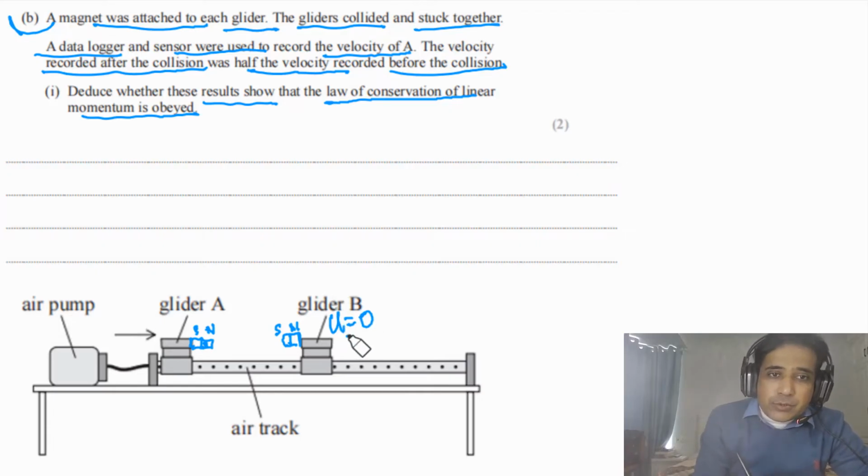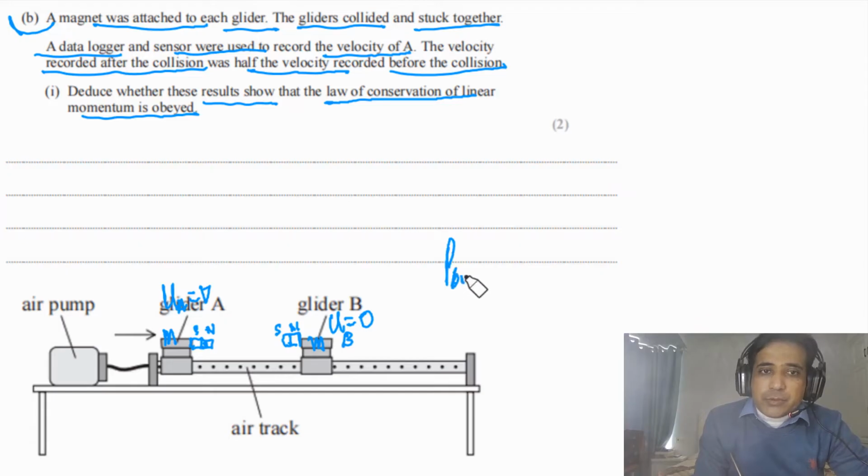So we can say UB is equal to 0, and let's say this velocity is UA, and this one is equal to V. We can also assume the mass of this one is M, and the mass of this one is M. Now if we use conservation of momentum, we can say momentum before has to be equal to momentum after.